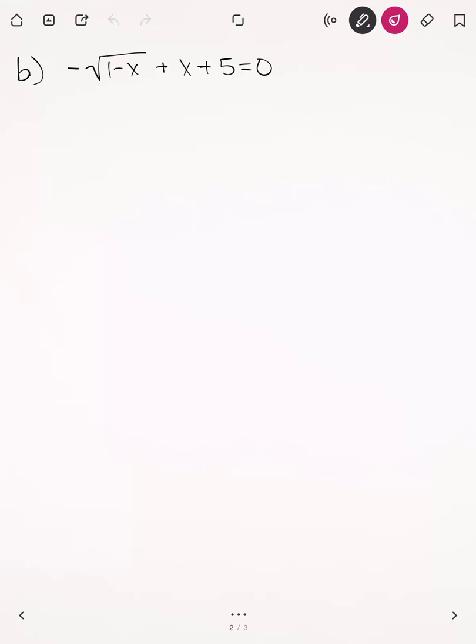Looking at this, I have a big mess. What I want to do is right now I see that this right here is a negative radical. I'm just going to move it to the other side to make that whole radical positive. When I do that, I add 1 minus the square root of 1 minus x to both sides.